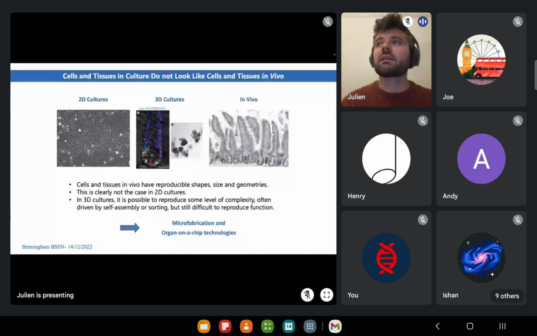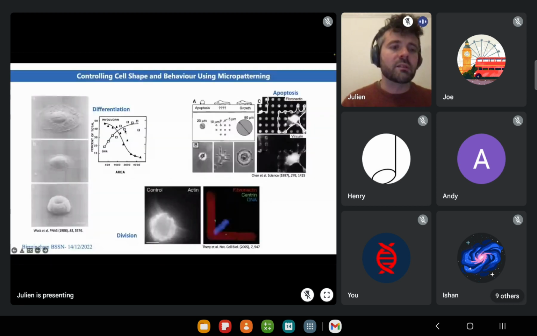And scientists have realized the importance of microfabrication for a few decades now. Already in the 80s, Fiona Watt and co-workers showed that stem cell shape was able to regulate differentiation and proliferation. So when skin stem cells were allowed to spread, they reduced differentiation and increased proliferation, whereas when they were forced to round up, they were induced to differentiate, and that impacted on their proliferation.